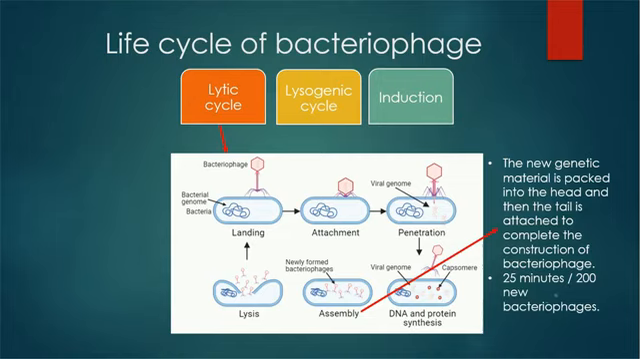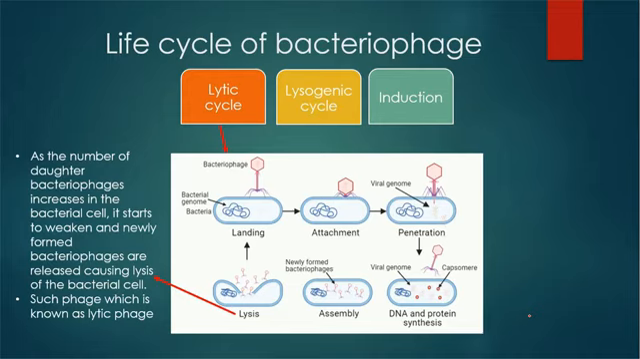The next step is the assembly of phage. The new genetic material which is formed is packed into the head, or capsid here. First of all, the DNA material is packed into this capsid, and after that the tail fibers are attached like this. In this way, the whole bacteriophage is constructed inside the bacterial cell. Usually 25 minutes are required for the synthesis of 200 new bacteriophages. So this small amount of time is required to make so many new bacteriophages.